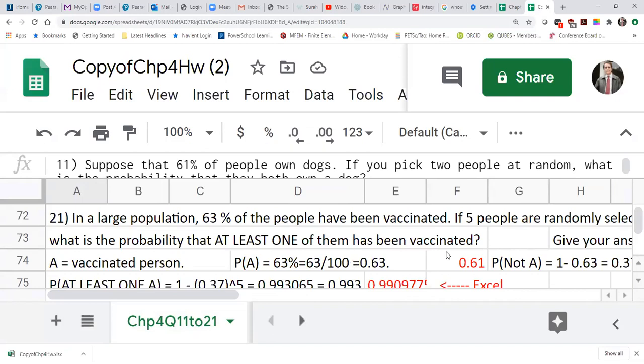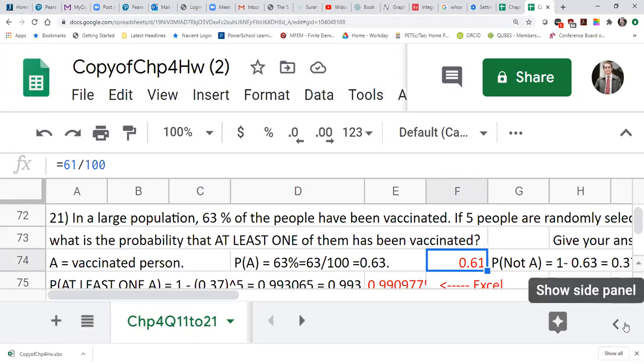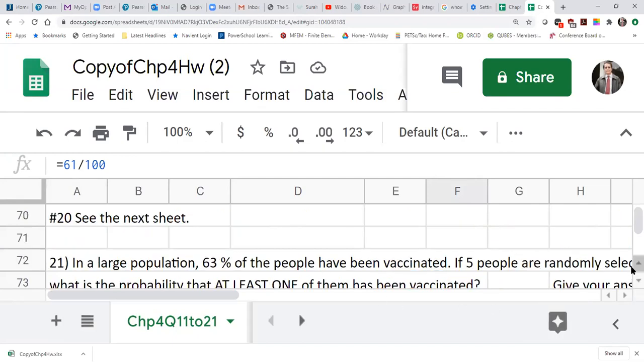Okay. So if you're looking for the probability of at least 1, it is the same as looking for the probability of not A subtracted from 1, okay? So the probability of A, subtract from 1.